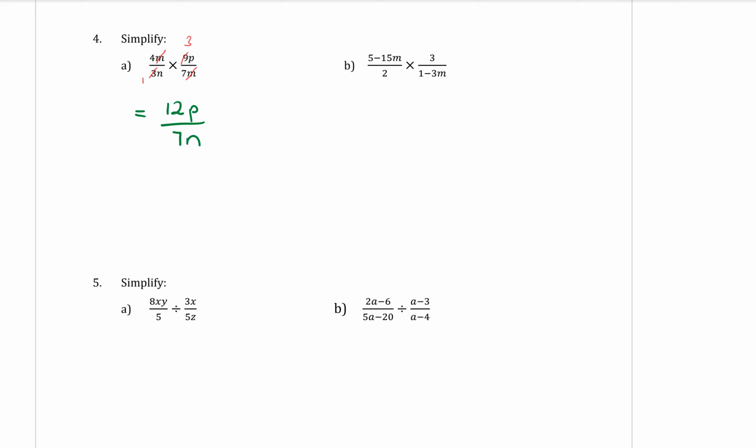Always double check when you get to this stage to see if there's anything else that you missed in the cancelling process. Because if you miss something, you just do an extra line. You just go, oh, I could divide those numbers some more, and just keep simplifying if you missed it the first go around. Okay?